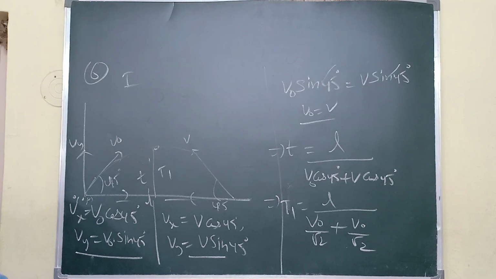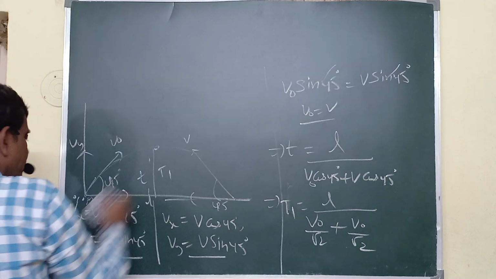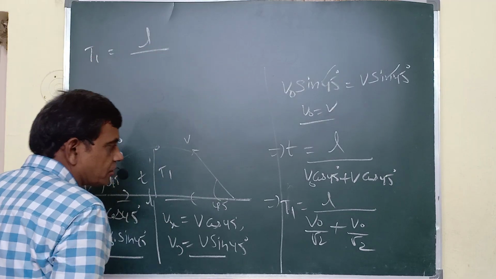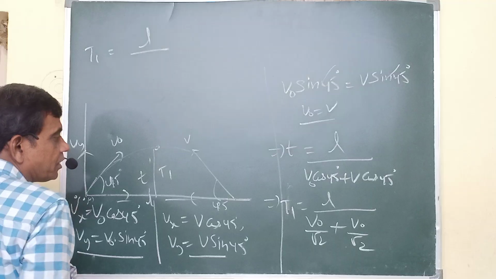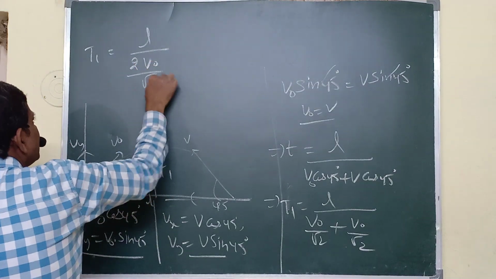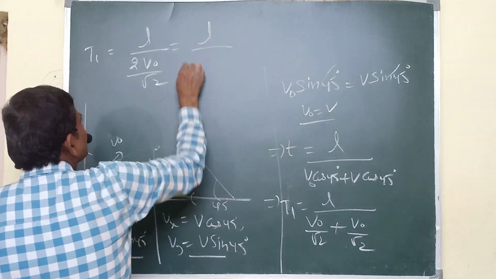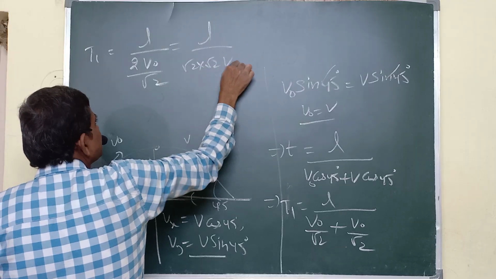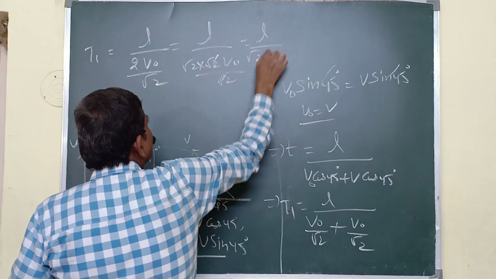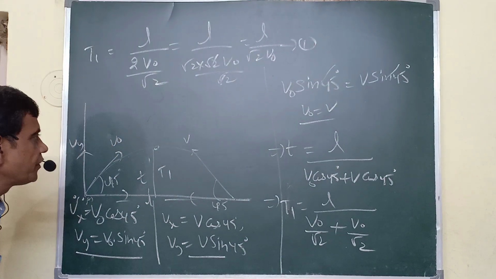Now what is the time t1? t1 equals L by 2 V naught by root 2. I am writing this as root 2 into root 2 into V naught by root 2. So finally what I am getting is L by root 2 V naught. This is my first equation.